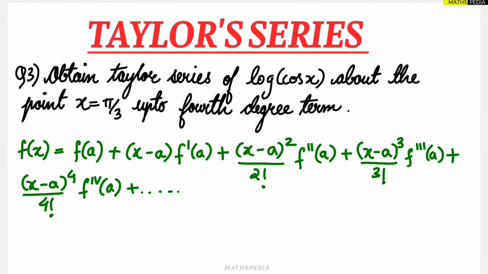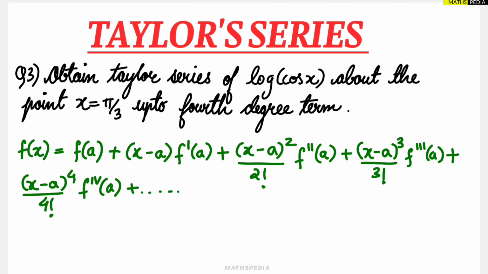So here we are taking up the third question. We have to obtain the Taylor series for the given expression log of cos x about the point x equal to pi by 3. So directly they have given x equal to pi by 3. That means x equal to a, so if we compare, we will be getting the a value as pi by 3, up to fourth degree term. That means we have to do till the fourth degree term. Right? Till here we have to do.